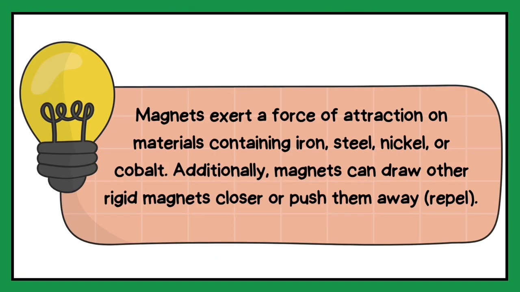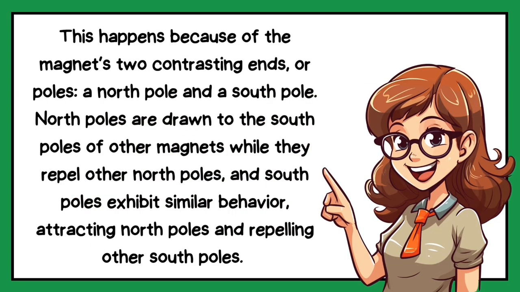Students, remember that magnets exert a force of attraction on materials containing iron, steel, nickel, or cobalt. Additionally, magnets can draw other rigid magnets closer or push them away, or repel. This happens because of magnets' two contrasting ends or poles, a north pole and a south pole.